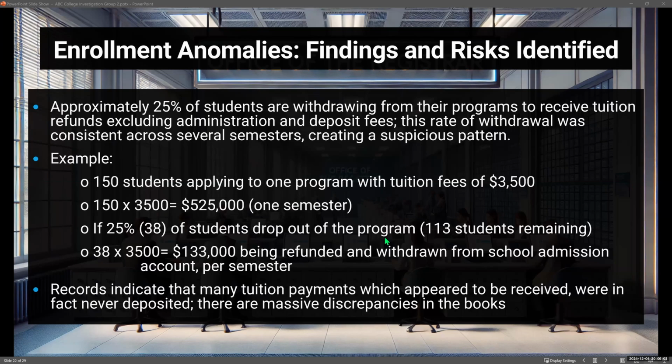So, for example, if 150 students are applying to one program with tuition fees of $3,500, that's just over $500,000 for one semester. But if then 25% of those students withdraw from the program and they get their refunds, that's $133,000 being refunded and coming out of the school's coffers per semester, and that's just one program.